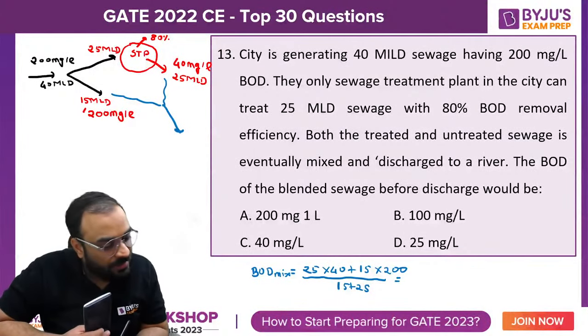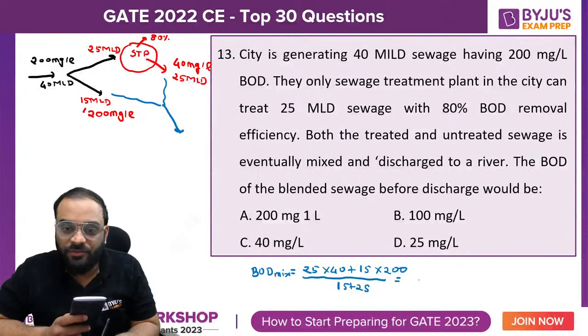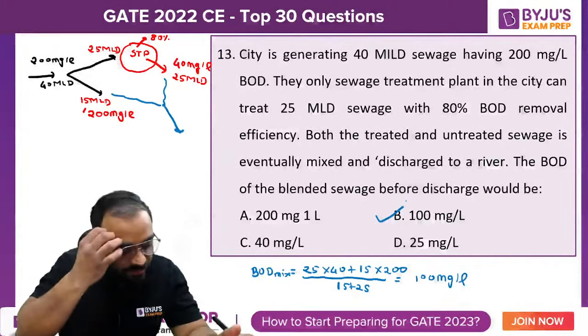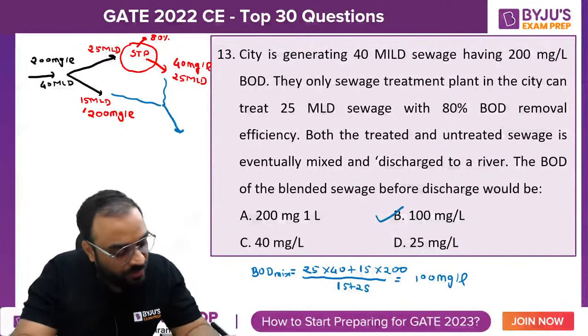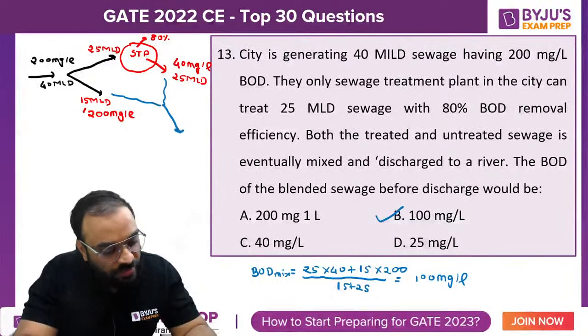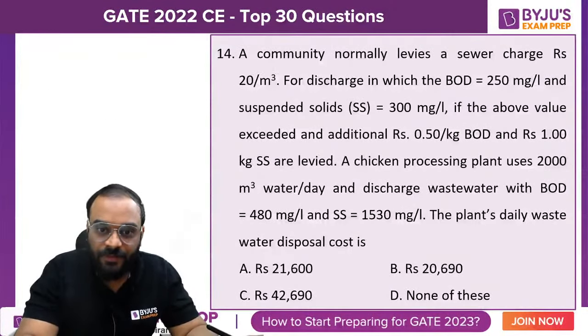Yes, how much? 100. Very good. 100 milligram per liter. We are getting the answer as B. B is the correct answer. Very good Babu, very good Santu, very good other students also. I think many students have given the right answer, right?